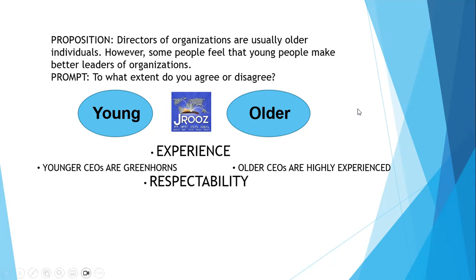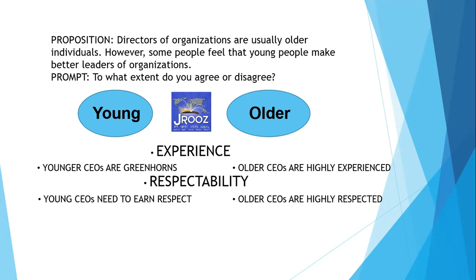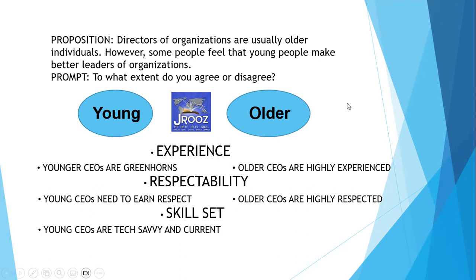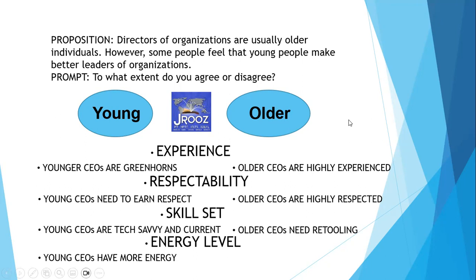You just watch it, guys, and don't feel obligated or pressured to apply it because this requires a lot of practice. Young CEOs need to earn respect. Older CEOs are highly respected. The third point of similarity, skill set. Young CEOs are tech savvy and current. Older CEOs need retooling. The fourth point of similarity, energy level. Young CEOs have more energy. Older CEOs are less energetic.